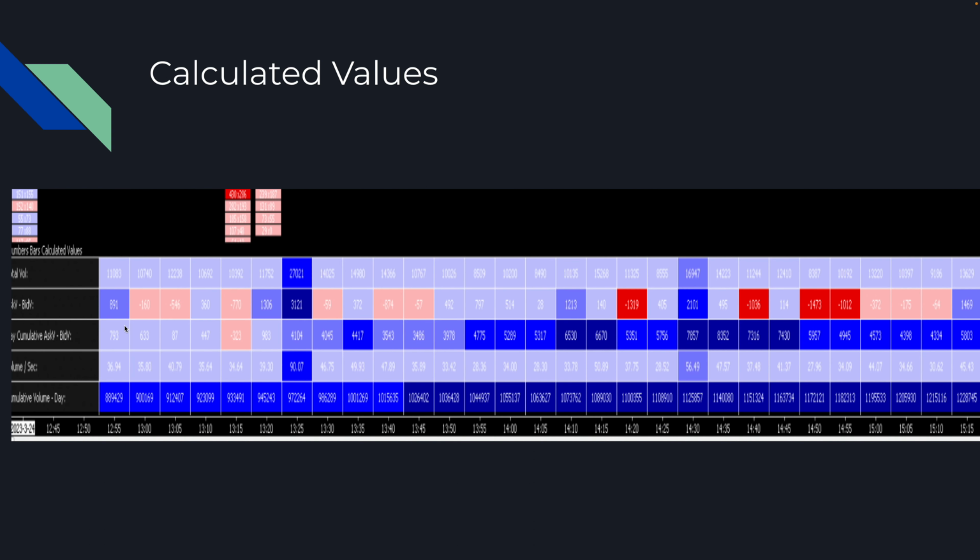So this first one right here is the total volume. For example, at 12:55, sorry for the poor screenshot by the way, a total of 11,083 contracts were traded. The delta within this 5-minute period was 891. The cumulative delta for the whole day was 793. So that means throughout the entire RTH session, since 9:30 till right now at 12:55, buyers have been more aggressive. They've bought 793 more contracts than sellers.